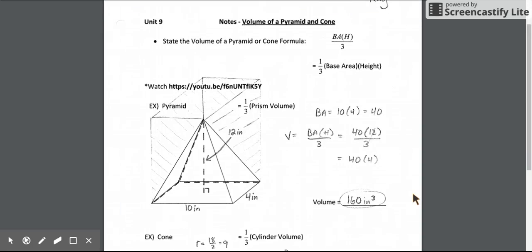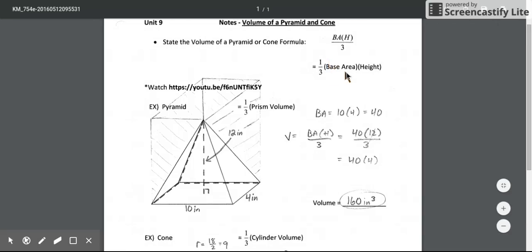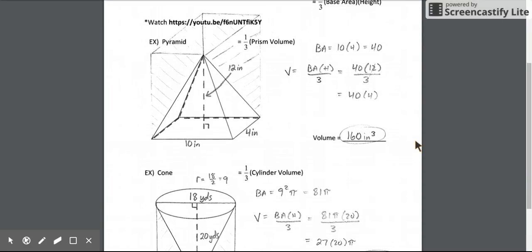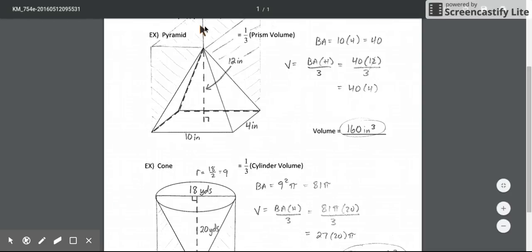So to use the formula is pretty straightforward. Base area times height, and then divide by 3. But the reason why that formula exists or why it's true is a lot more complicated. And feel free to investigate that on your own.